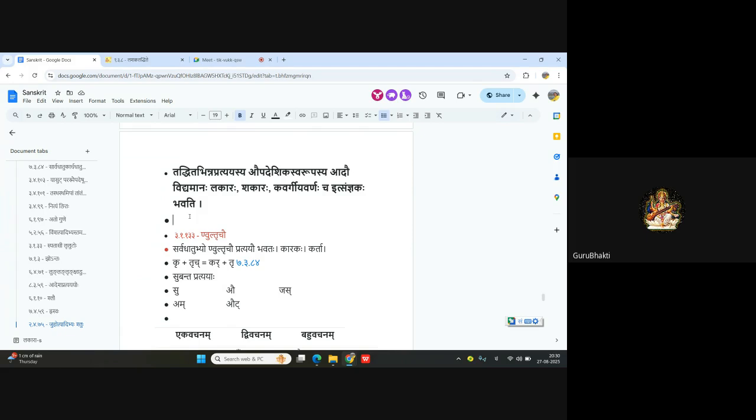Ado vidyamanah lakarah shakarah kavargiyasya. Ado means at the beginning. Like shan is there, and this shakara is at the beginning. That which is at the beginning is called ado vidyamanah. And here, the ka is not at the beginning, so that is why we can't apply it here. That's why we are not applying this sutra here. Got it. Thank you.